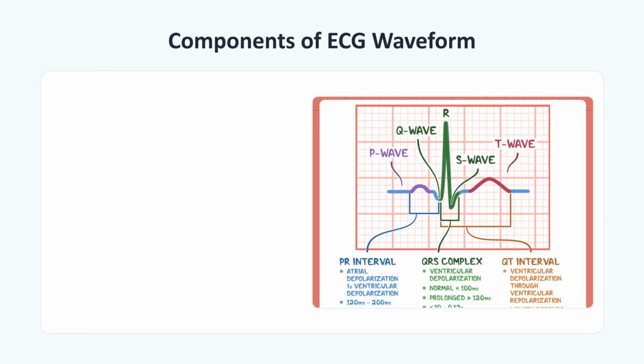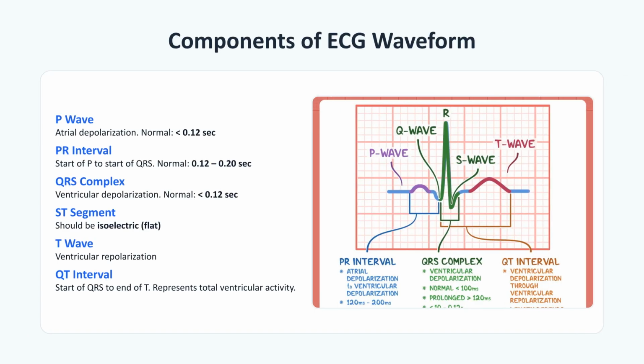The ECG waveform consists of several components: the P wave for atrial depolarization, the PR interval, the QRS complex for ventricular depolarization, the ST segment, and the T wave for ventricular repolarization. Normal duration and shape are crucial for interpretation.